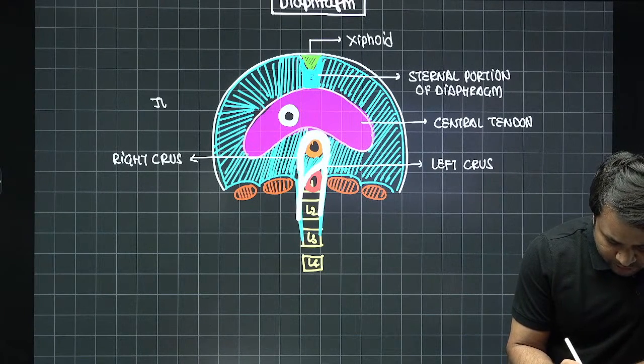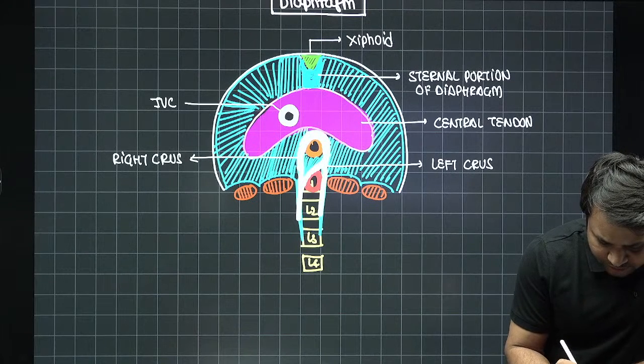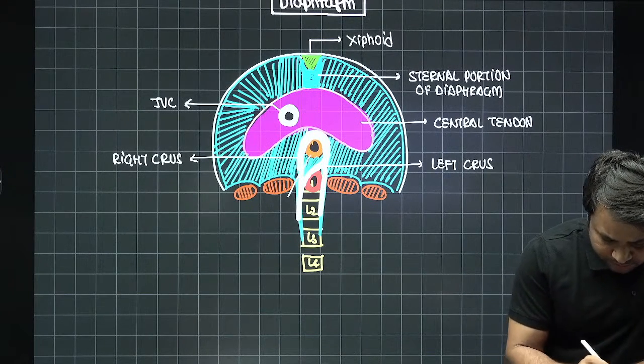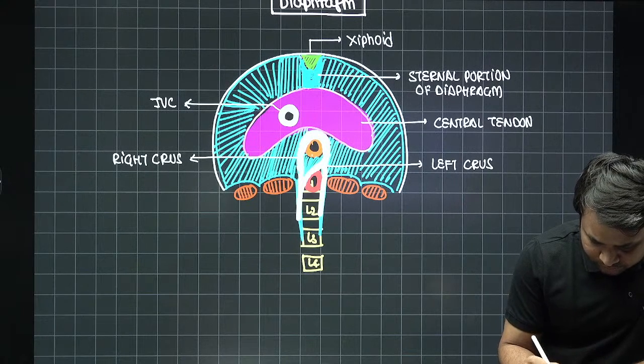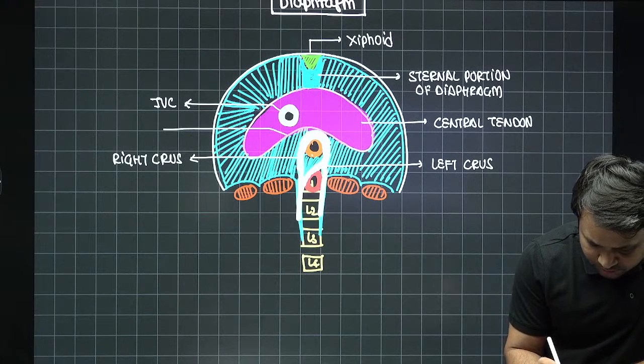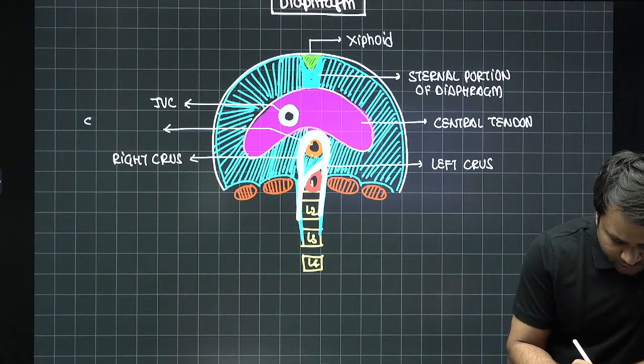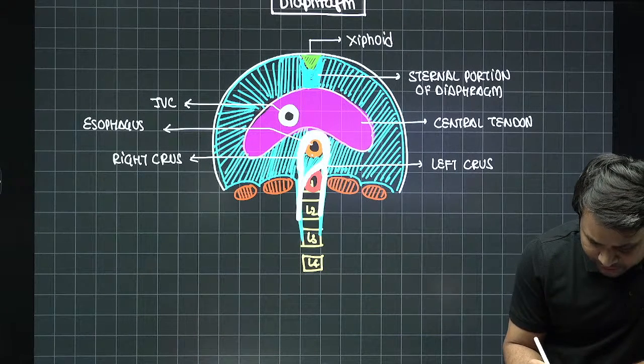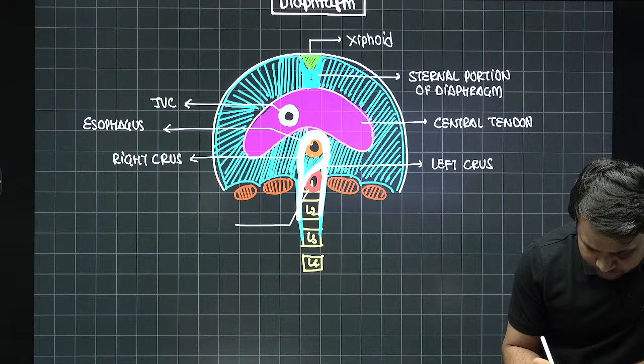This is your inferior vena cava, which is here. This happens to be the esophagus. This is your esophagus. This happens to be your aorta.